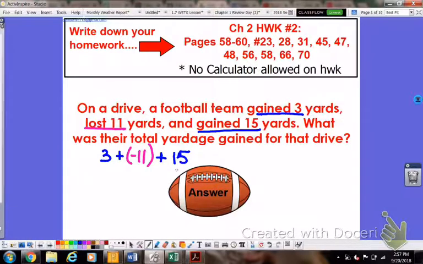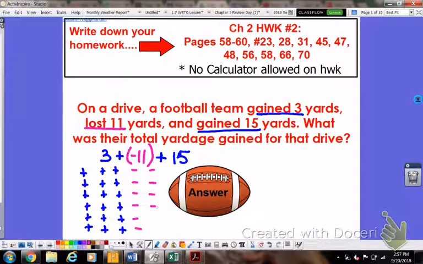A couple different ways we could do this. We could think about our number line. We could think about how many positives, how many negatives. For right now, I'm going to go ahead and do that. So I have 1, 2, 3 positives, and I have 15 more. So 1, 2, 3, up to 15. And I had 11 negatives. So 1, 2, 3, up to 11.